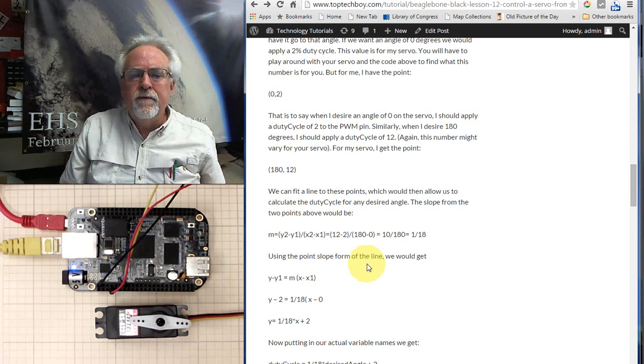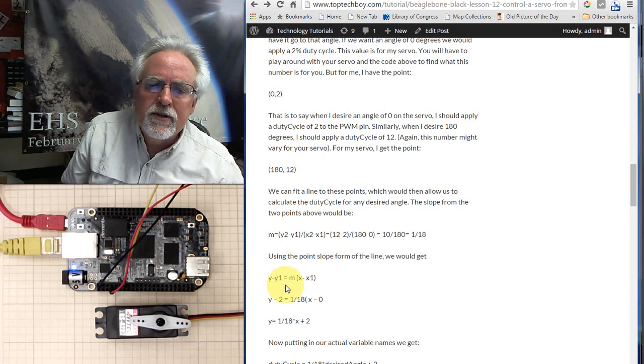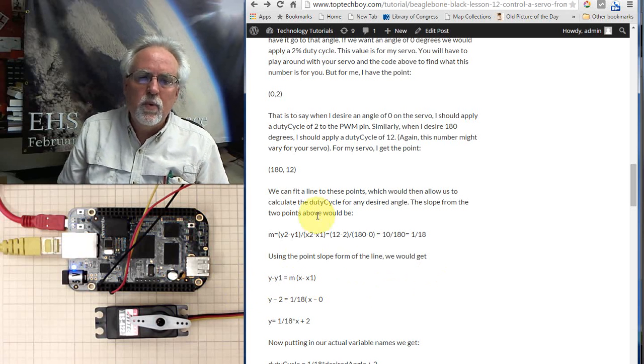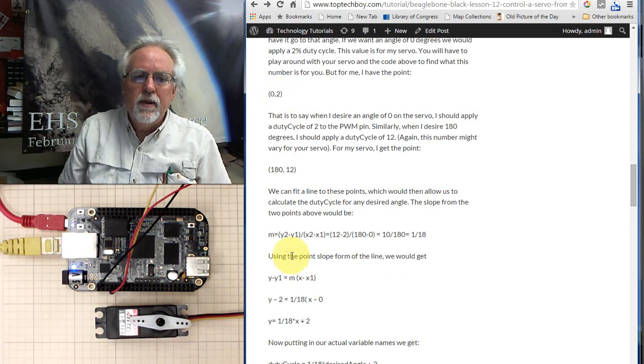Using the point slope formula of the line, we know that y minus y1 is m times x minus x1. So I say y minus y1, what's y1? It's 2, is equal to m, the slope, 1 over 18 times x minus 0. Why 0? Because it is that 0 there. So y minus 2 is equal to 1 over 18 times x minus 0. So y is equal to 1 over 18 times x, move the 2 over and we get plus 2.